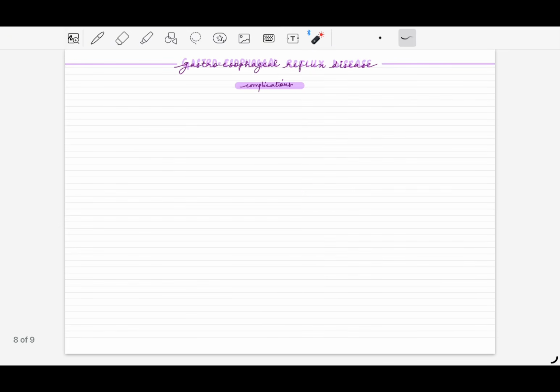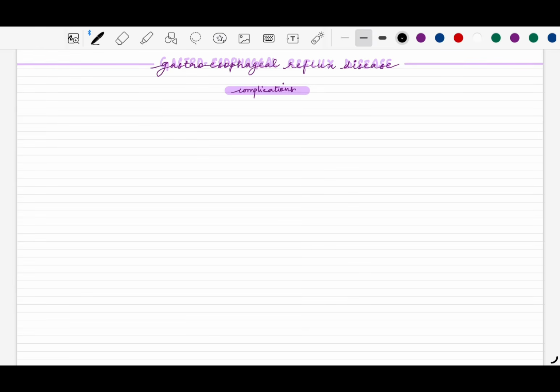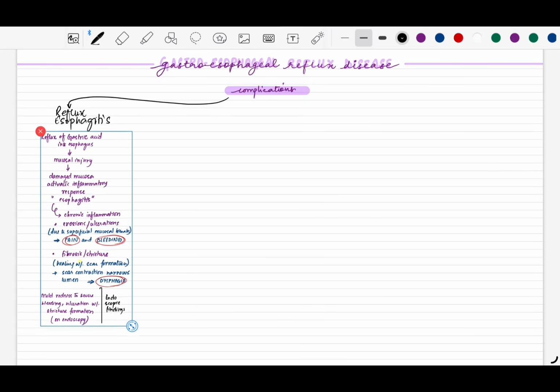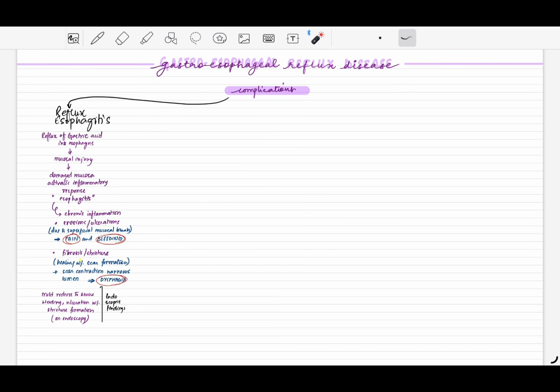Now let's move on to the complications associated with the disease. The first complication that we'll discuss is reflux esophagitis. It develops when the reflux of gastric acid into the esophagus results in mucosal injury, leading to activation of the inflammatory cascade. This results in long-standing chronic inflammation causing erosions and ulcerations. Erosions and ulcerations due to superficial mucosal breaks will result in pain and bleeding. Fibrosis and stricture occur in healing with scar formation, whereas scar contraction narrows the lumen, leading to dysphagia.